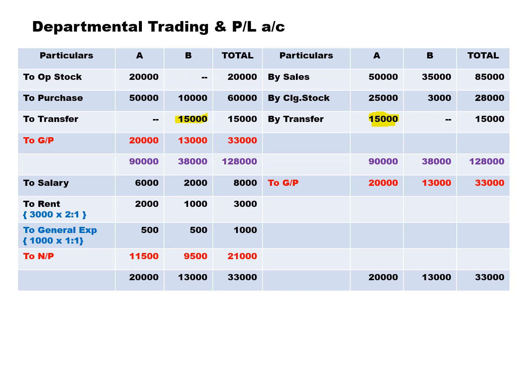And next we need to continue the PL account. We have two salaries given separate, two rents distribute in 2:1 floor space area. So distribute the rent on a 2:1 basis. Then we have general expenses distribute 1:1, and thereby you get a net profit of 11,500 for A, 9,500 for B, and 21,000 in total. Thank you.